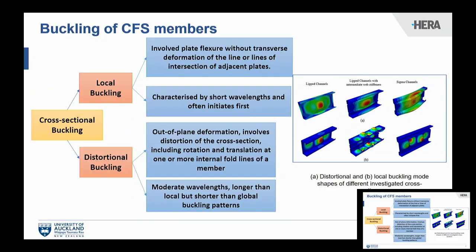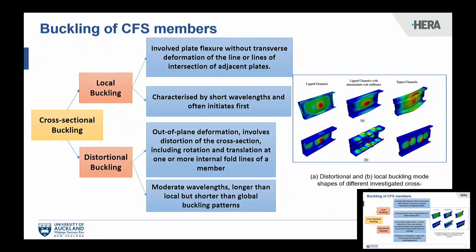These kinds of buckling just happen on parts of the cross-section. The local ones involve plate flexure and bending. The deformed shape happens on the web or flange of the cross-section, and this kind of buckling has the lowest half wavelength and happens earlier than other buckling modes.